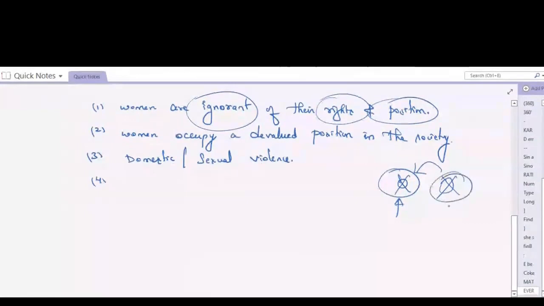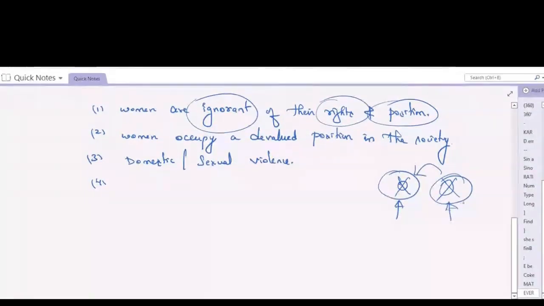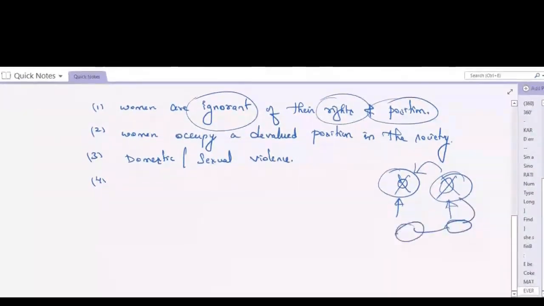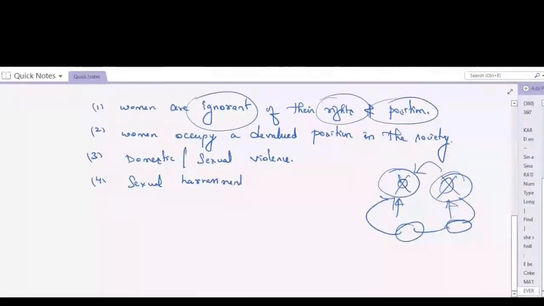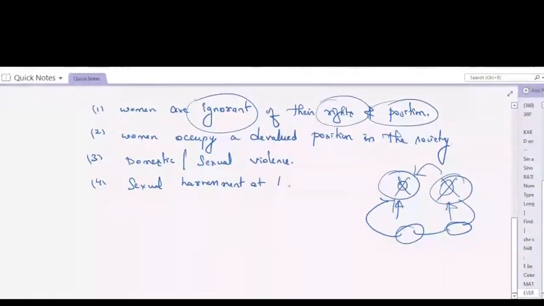They are making them stay at home itself. So what is happening? The violence is increasing. If they also raised their voice, other families would raise their voice, and it would circulate in the society. But still we are leading the same way. Domestic or sexual violence is there. And also sexual harassment. If you want, you can take this point also: sexual harassment at the workplace.